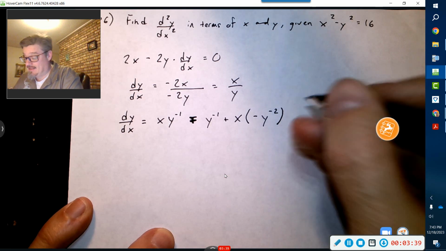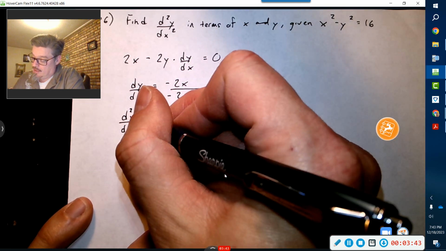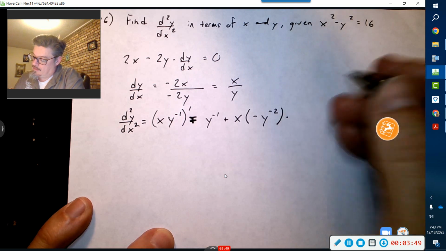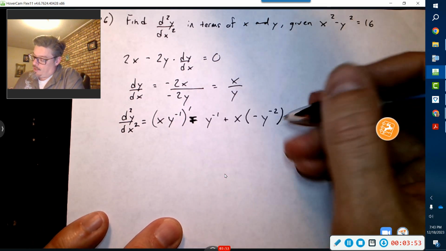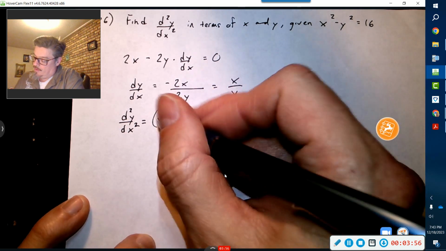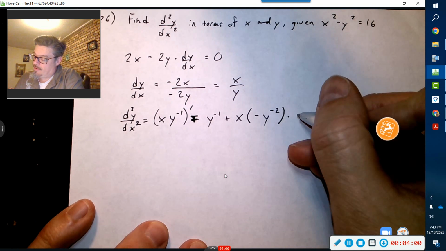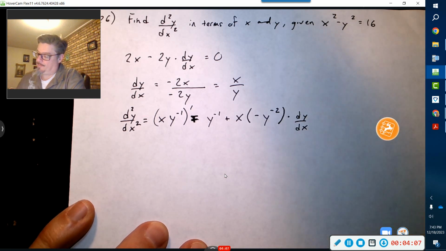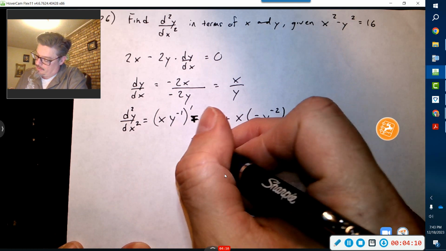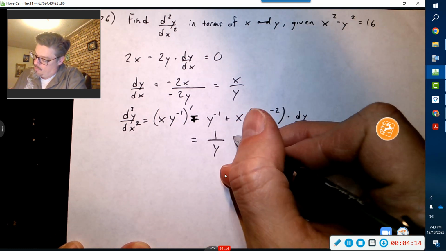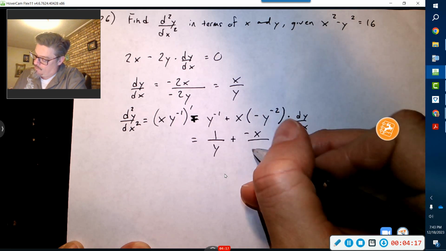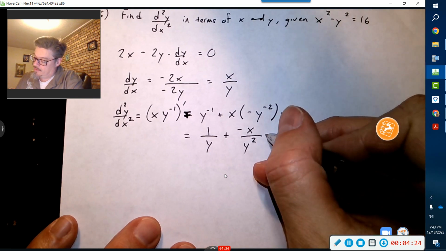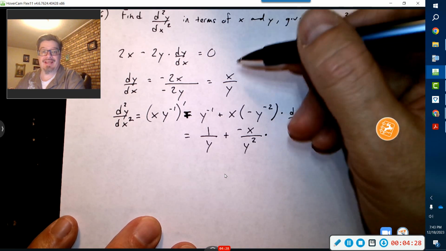Got that. Let the derivative of the second, so this is going to be dy, but this is d2. Okay, so that's better. Here's the derivative, actually. I just rewrote it, so my apologies. So now this is going to be dy/dx. Let's see what we got here. We've got 1 over y plus negative x over y squared, and then multiplied by dy/dx, and dy/dx is x over y.